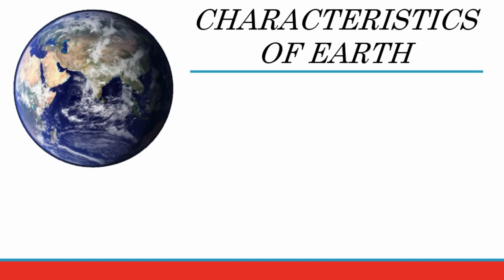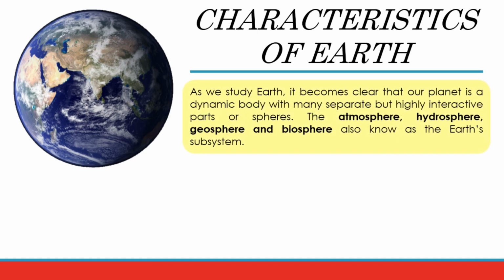After discussing the different classification of planets, let us now focus on planet Earth. Earth is the third planet from the Sun in the solar system, and scientists estimate that the planet is about 4.5 billion years old. As we study Earth, it becomes clear that our planet is a dynamic body with many separate but highly interactive parts, or as they call it, spheres. These are the atmosphere, hydrosphere, geosphere, and biosphere, also known as the Earth subsystem.